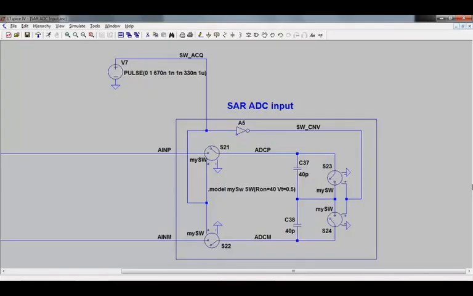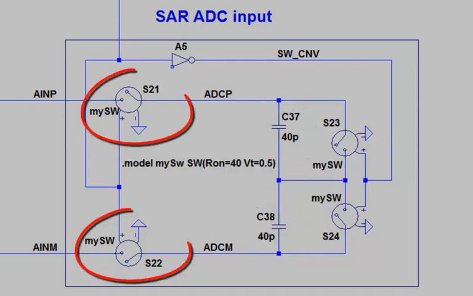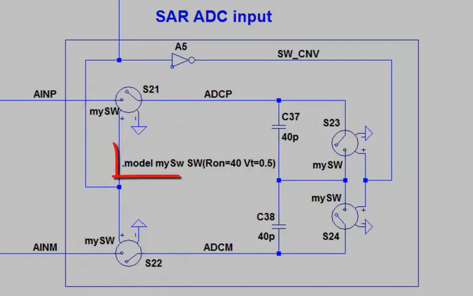Here I'm showing how to build a model for the ADC analog input. The datasheet says that there are 40 picofarad sample capacitors which periodically get connected to the inputs and disconnected again. So I have the 40 picofarad capacitors and I insert voltage controlled switches between the sample capacitors and the analog inputs. I create a model name for the switches. In this case I just call it my switch.